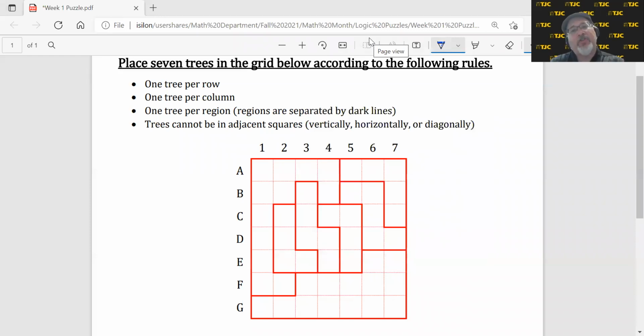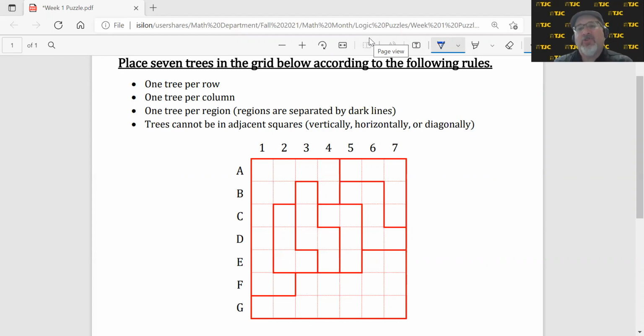We're going to place 7 trees in this grid according to the following rules: 1 tree per row, 1 tree per column, 1 tree per region separated by dark lines. And you may notice that this is a better drawing than the one I originally posted. I did receive a couple of emails saying that they couldn't see the line separating the regions. And trees cannot be in adjacent squares vertically, horizontally, or diagonally.